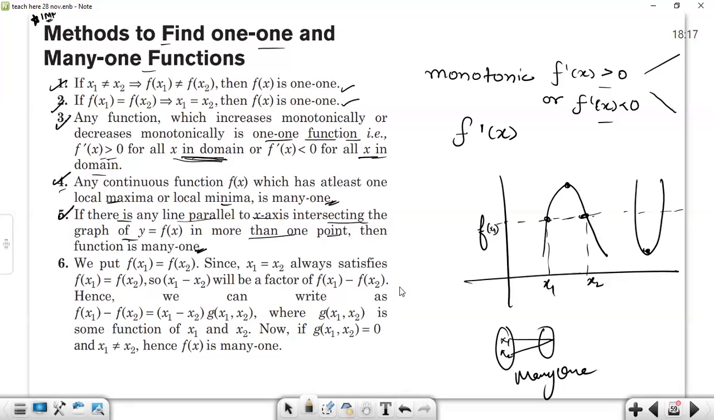Discussing point number 6. If we put f of x1 equal to f of x2, since x1 equal to x2 always satisfies f of x1 equal to f of x2, x1 minus x2 will be a factor of f of x1 minus f of x2. We're going to take an example to understand this.